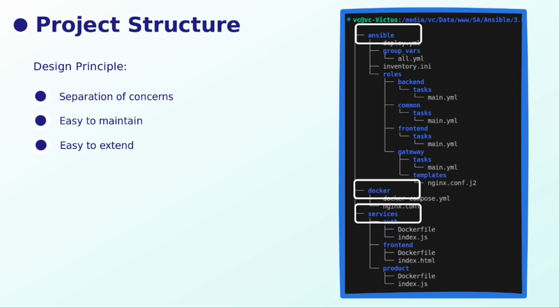Design principle. This structure follows the principle of separation of concerns. Each part of the system is independent and focused on a specific role. This makes the project easier to maintain, easier to understand, and easier to extend in the future.